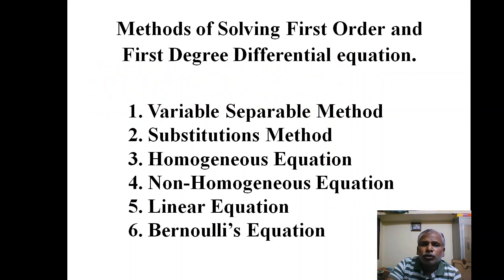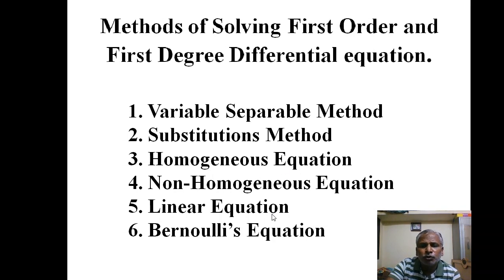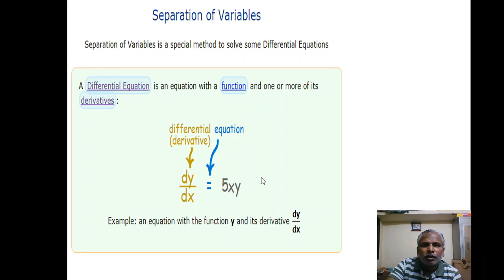Now, methods of solving first order and first degree differential equations. There are several methods. The first is the variable separable method, then the substitution method, homogeneous equation, non-homogeneous equation, linear equation, and Bernoulli's equation. These are the forms of the first order and first degree differential equation. We convert the differential equation into one of these formats and apply the corresponding method of solving. What is the first one?